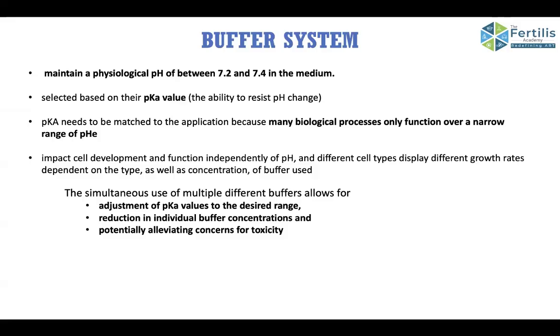So you can adjust the pK value to the desired range in case you're using multiple buffers. It also helps in reducing the individual buffer concentration and potentially the toxicity. So if a particular buffer system was able to provide you the correct pH at a concentration of, suppose, 100 units, with the addition of another buffer, both of them can provide the same pH buffering effect at a concentration of maybe 40 units each. So it prevents toxicity.